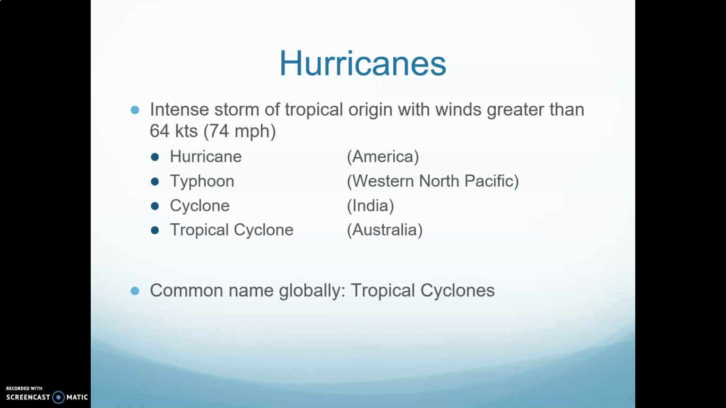So hurricanes have lots of different names. The most common name that we are familiar with here in America is, of course, hurricane. But in the western North Pacific, in the area of Japan and Korea and China, they are more commonly known as a typhoon. Whereas if you look in Australia or India, it's more known as a cyclone or a tropical cyclone. There are a lot of different names for these storms, but they are all the same thing. And they are commonly known on the global scale as tropical cyclones.